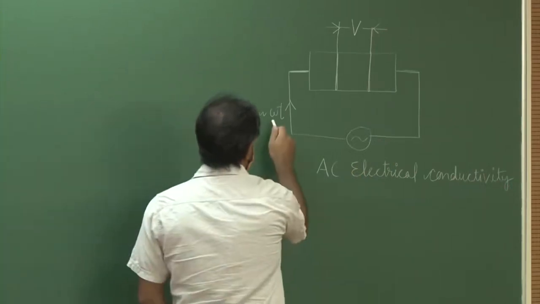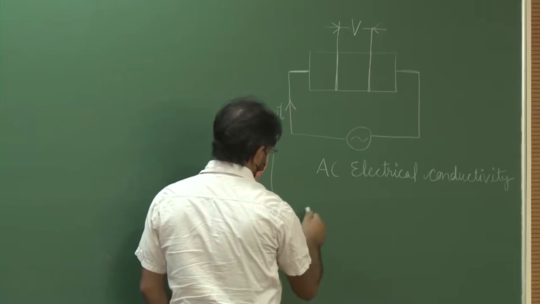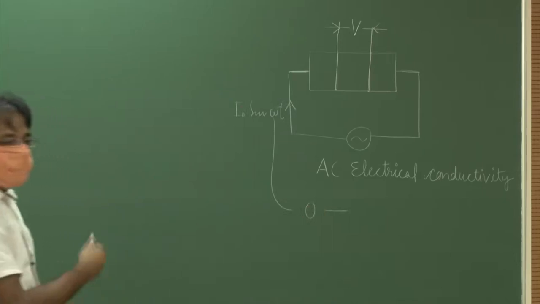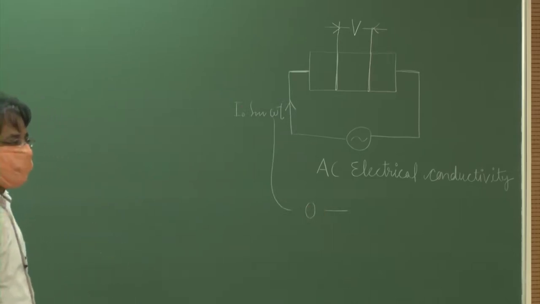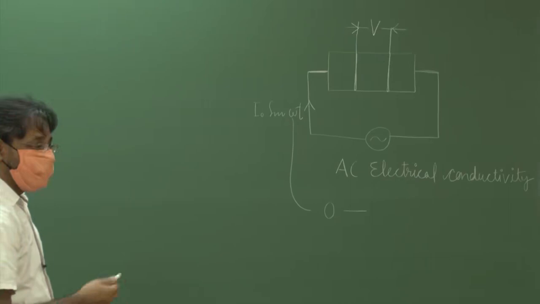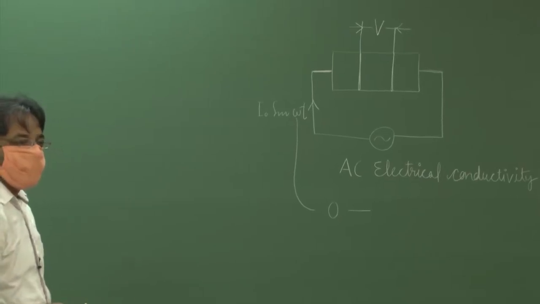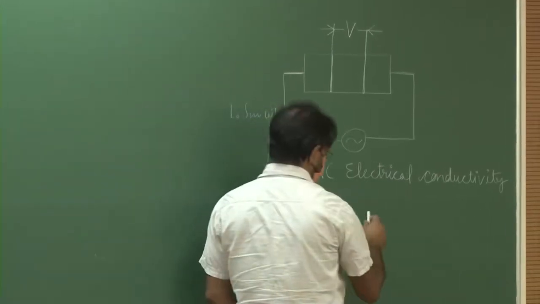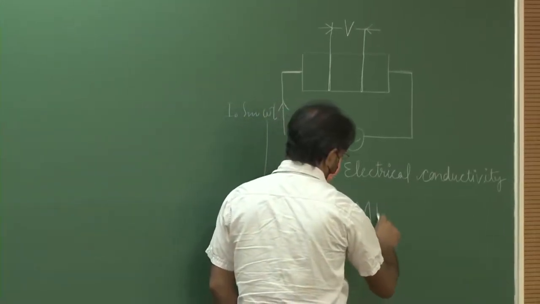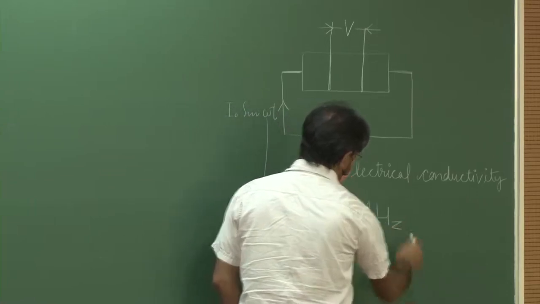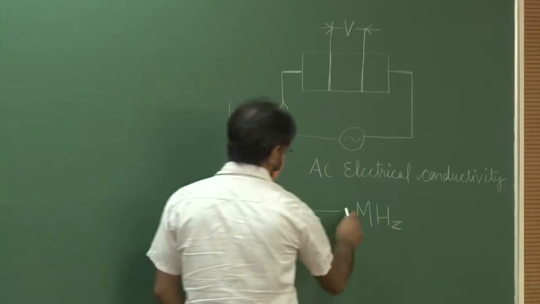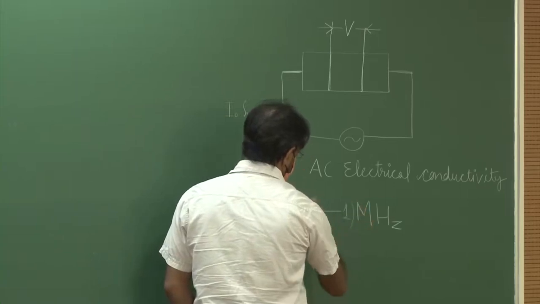So, here this omega can take values starting from 0 up to, you know, kilohertz is very easy. You can do that in the lab using a commonly available function generator. But using very modern lock-ins, you can go up to megahertz. So, that is the limit of your measurements. You cannot go beyond this. Okay, so, you can measure the electrical resistivity in this range from 0 to about 1 megahertz.